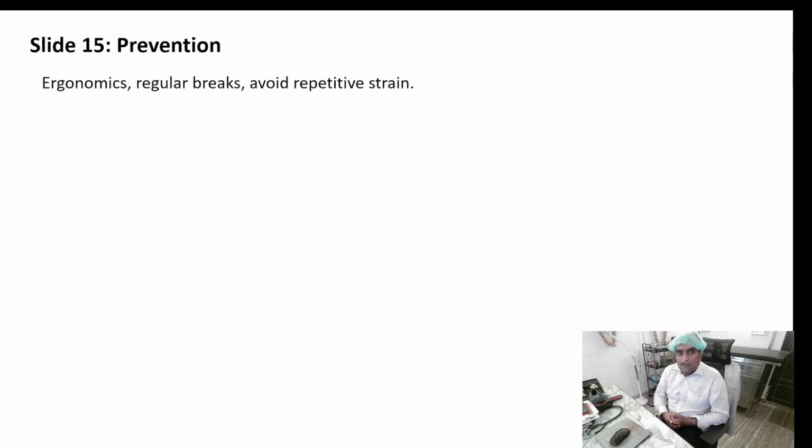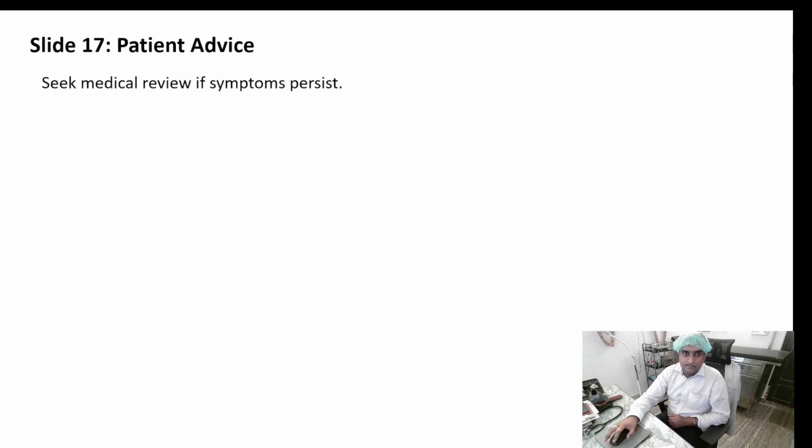Prevention: ergonomics, regular breaks, avoid repetitive strain. Patient advice: seek medical review if symptoms persist. Myths: not all thumb pain is due to arthritis. Key takeaways: early diagnosis supports better recovery. References: evidence-based musculoskeletal care.